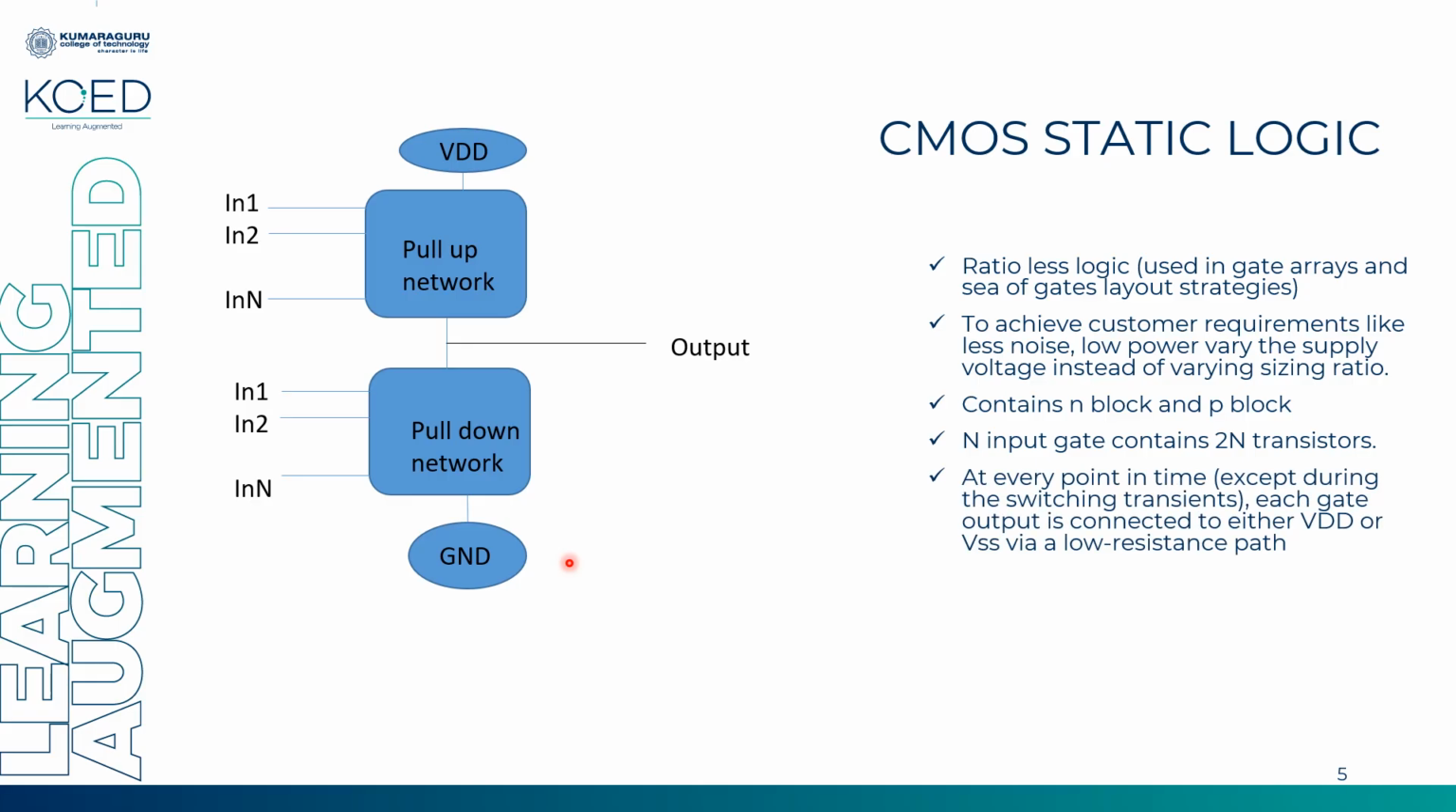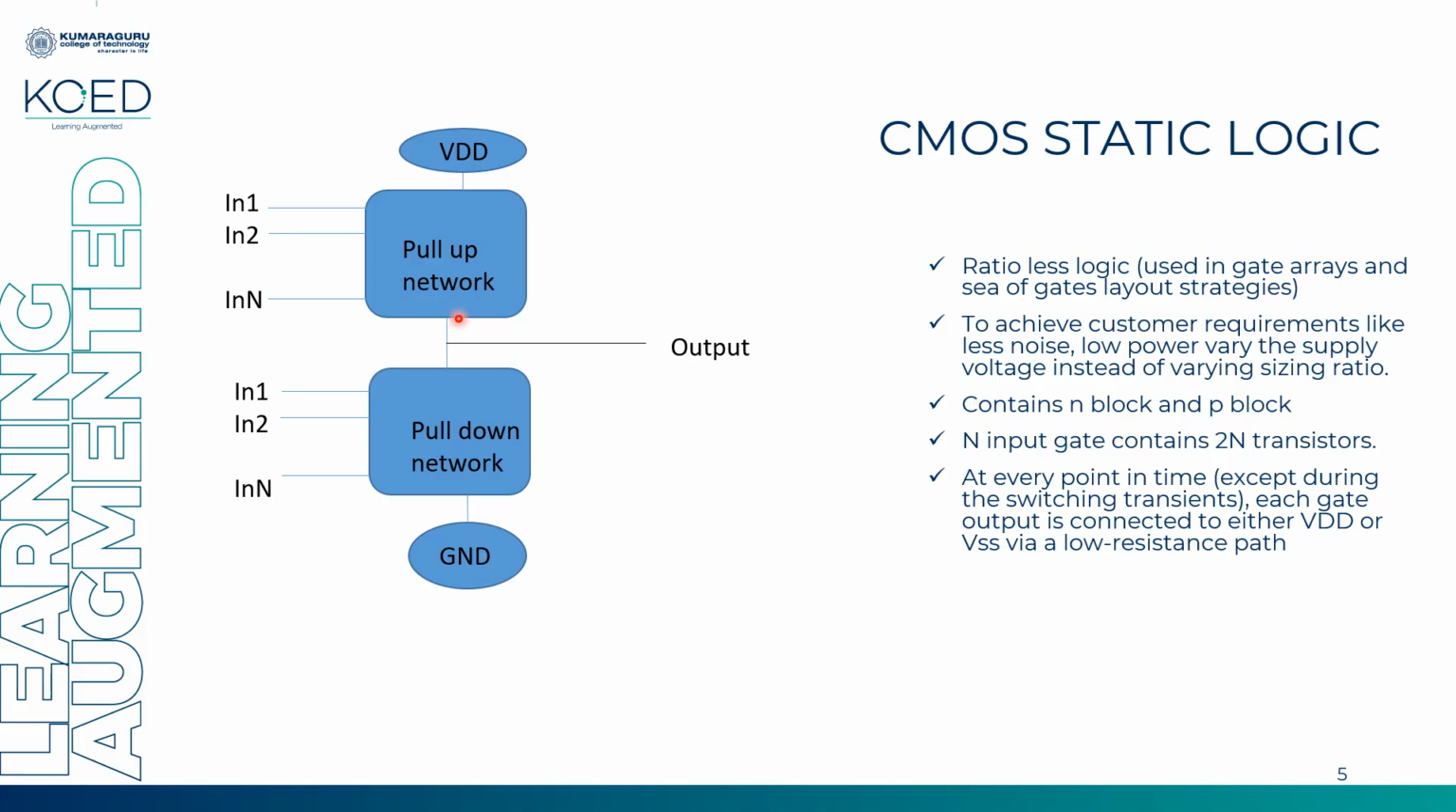Okay, and at any instant you have the gates or the entire logic connected to either VDD or ground via a load resistance path. That is, your output is either 0 or 1. Right? How do you get 0? Only if there is a path from the output to ground will you get 0. Similarly, how do you get 1? Only if there is a path from VDD will you get 1. So at any instant, each gate output is connected to either VDD or ground.